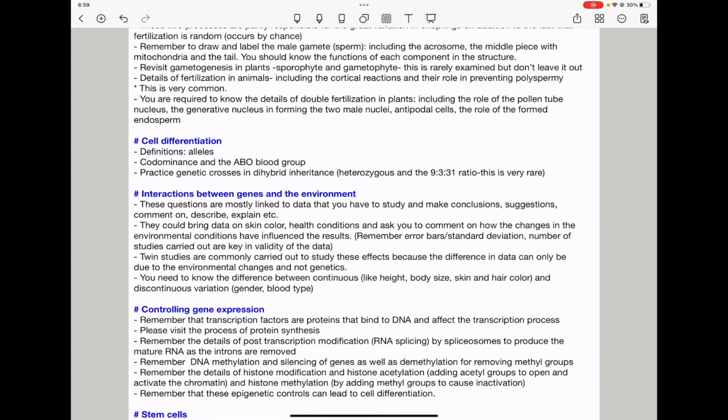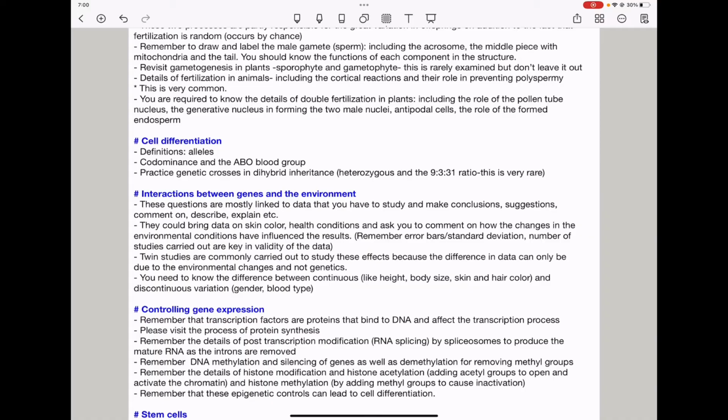Moving on to cell differentiation, you need to understand inheritance terms like alleles, codominance, and the ABO blood groups. You need to practice genetic crosses like dihybrid inheritance, although these are very rare. They could ask you about interactions between genes and the environment. These questions are mostly linked to data that you have to study and make conclusions. You could make suggestions, comment on, describe, or explain. So you need to fully understand the question before you attempt to answer.